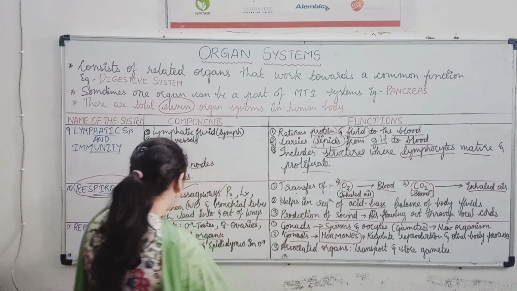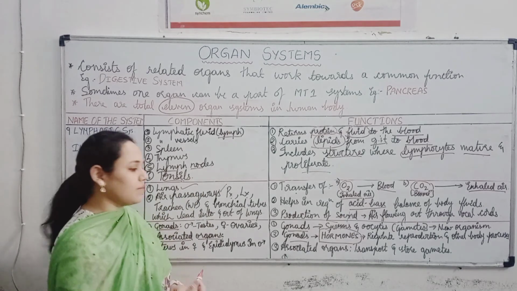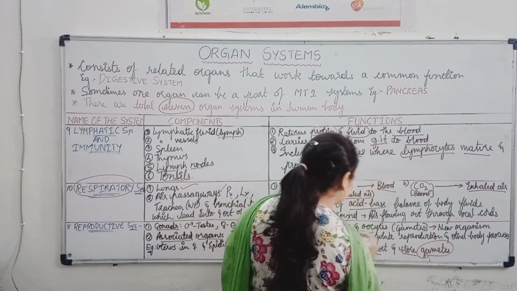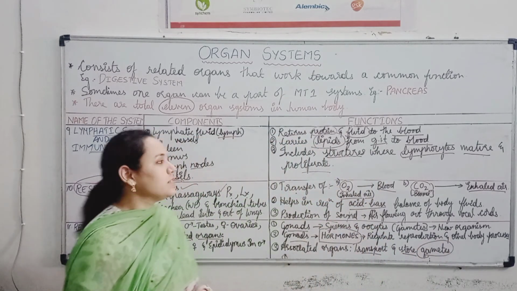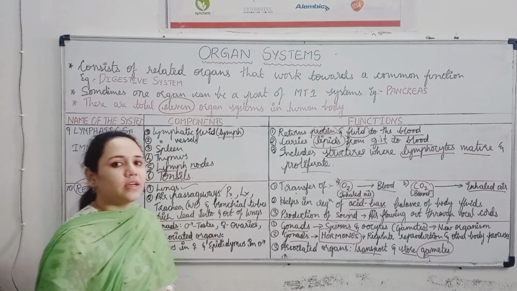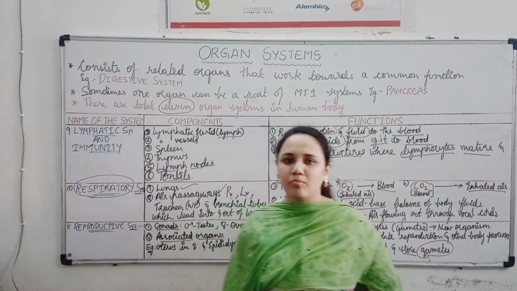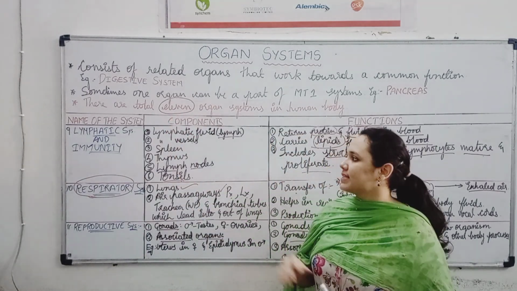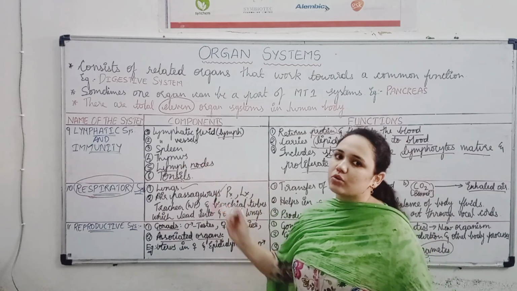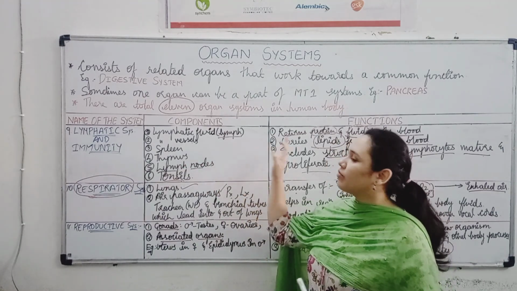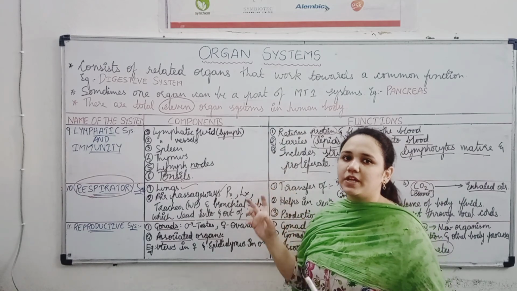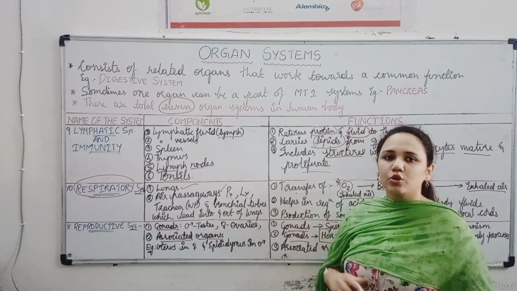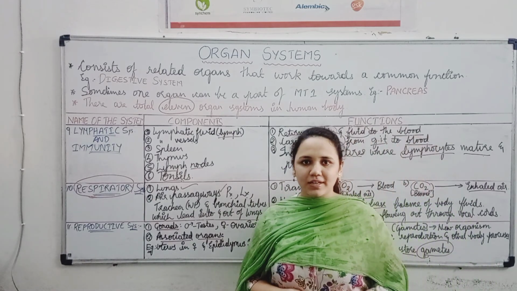And the associated organs present in the reproductive system are involved in storage and transport of these gametes, that is sperms and oocytes. So this is about the different organ systems present in the human body, which are a total of 11 organ systems. We can see that every organ system includes many organs, and each of them has a specific function which helps the human body to function normally. Hope you all understood. Thank you.